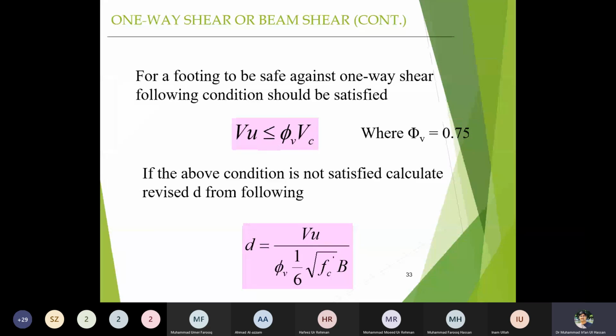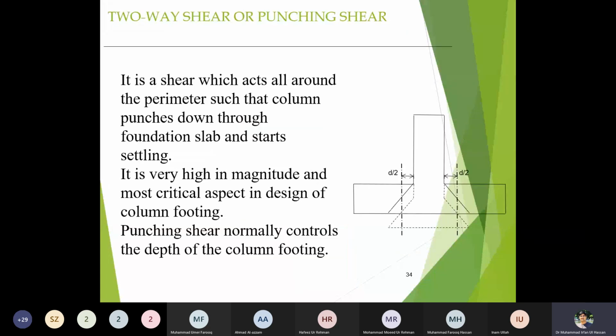If the one-way check is not satisfied, you can compute the depth. You can revise the depth and compute the revised depth from this formula. You can also equate the equation of the punching shear and the applied punching shear by making the D as unknown, and you can also compute the value of D there. But normally, practically, to save time, we assume some depth initially and we check whether the check is satisfied or not. So this is important, that the depth should be satisfying the one-way, two-way shear criteria.